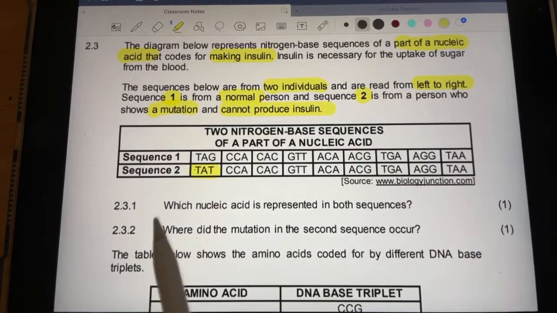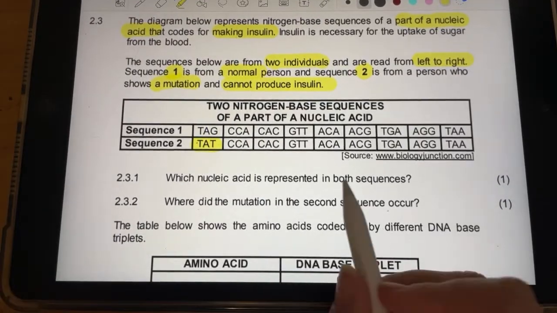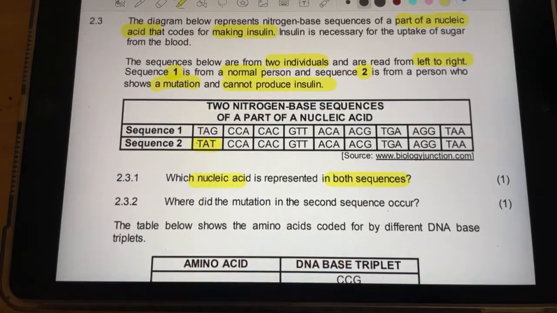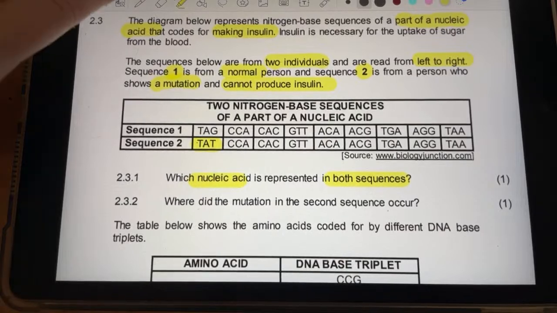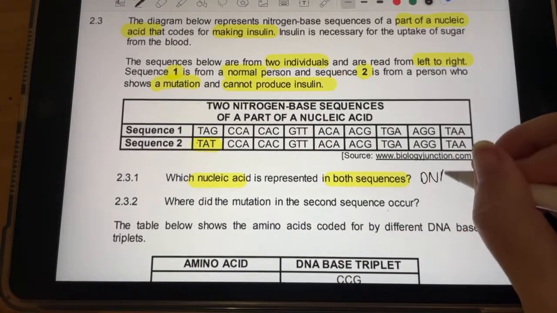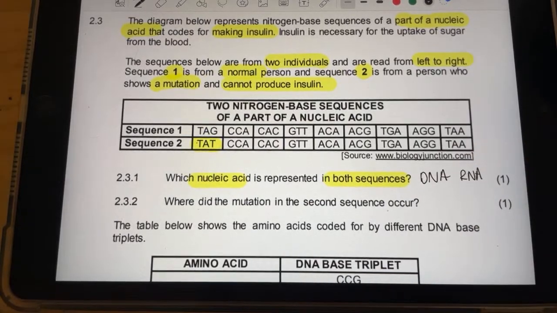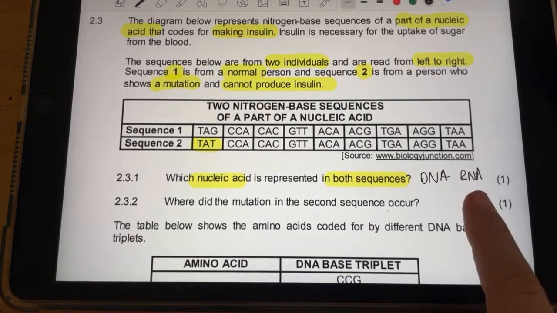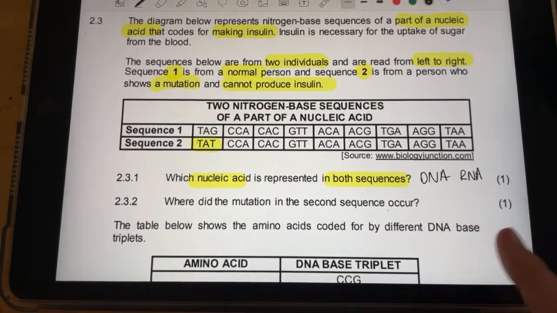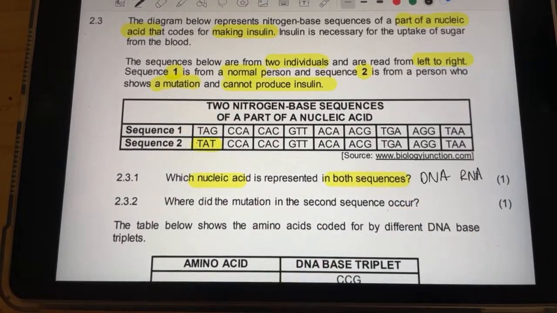So the first question says, which nucleic acid is represented in both sequences? Now, you've only got 2 options of answers here. Your answers are either going to be DNA or RNA. Those are the only 2 kinds of nucleic acids that you can get. Obviously, there are versions of RNA, like mRNA and tRNA, but these are the 2 main kinds. So which nucleic acid is represented here?